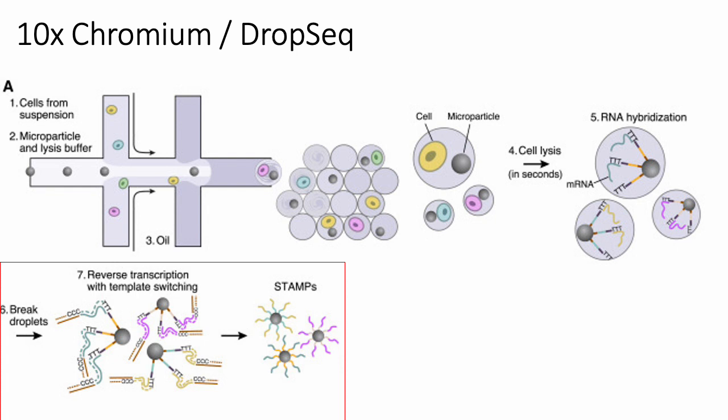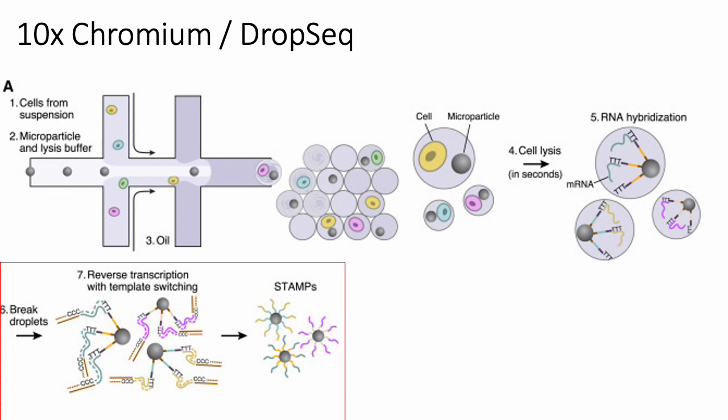And so after the mRNA hybridizes to the poly-T primers on the beads, then the droplets get broken and the microparticles get collected and washed. And so here the important point is that even though the droplets are broken and therefore all of the different beads are pooled together, because each of the beads has its own unique cell barcode and all of the primers on that bead have the same cell barcode, then all of the mRNA that hybridized to a single bead have to come from the same cell.